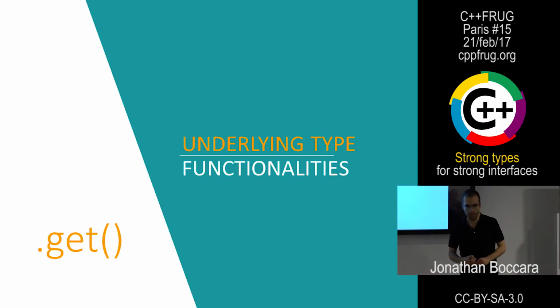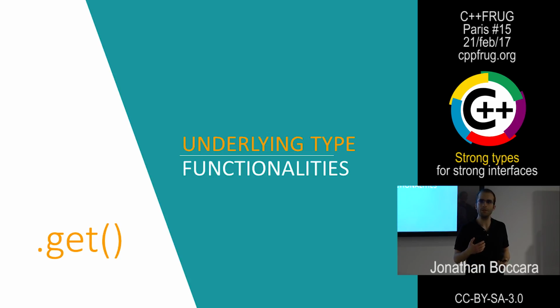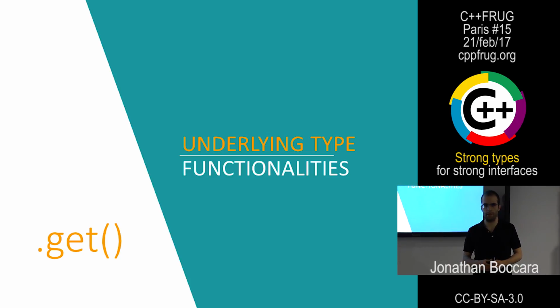Now, the strong type is strengthening a primitive type, like a double or an int. It may be argued that you want to reuse the functionalities of the underlying type in the strong type. The only way we have to do it so far is by retrieving the underlying type through the get method. At first, I didn't think that was useful to do more than that. I thought that would just bring more complexity.